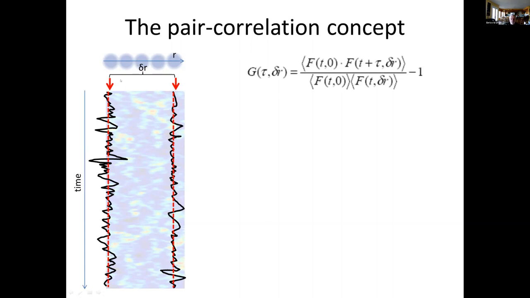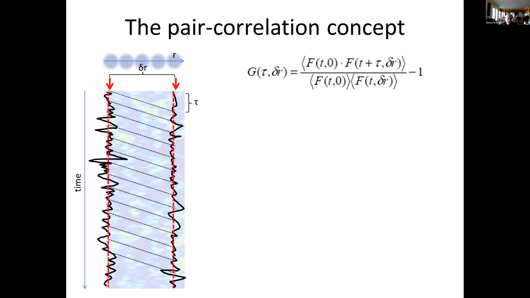So I want to calculate the correlation function between a particle with a certain time delay and a certain difference in position, which I indicated with the r. And now I use the function, still the fluorescence, so I subtract 1, and I normalize in the usual way, exactly like we did for the correlation function.